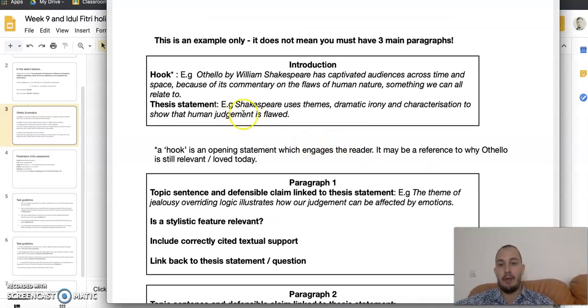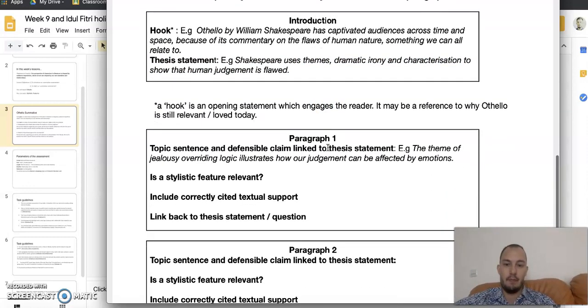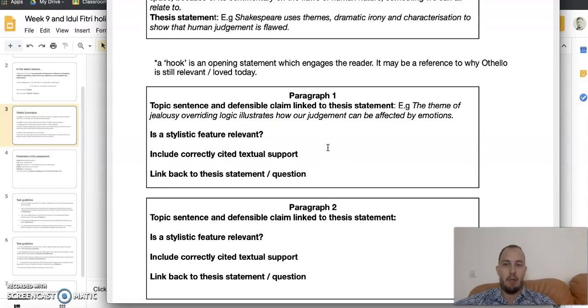Okay, so remember with your thesis statement, what is the message that Shakespeare wants to show? Human judgment is flawed. How does he do it? He uses themes, dramatic irony, and characterization. Okay, so paragraph 1, topic sentence, defensible claims. What do I mean by a defensible claim? Something you can back up, something you can back up with evidence. What is your evidence? It's the use of themes, the use of characterization. It is your text, your textual evidence to support you.